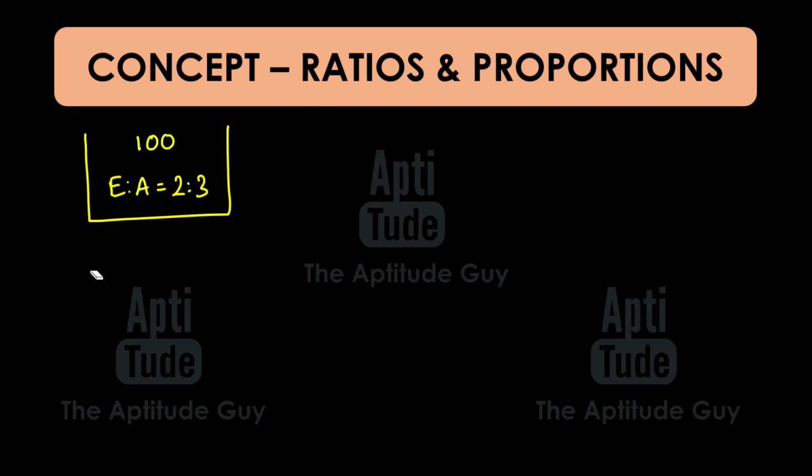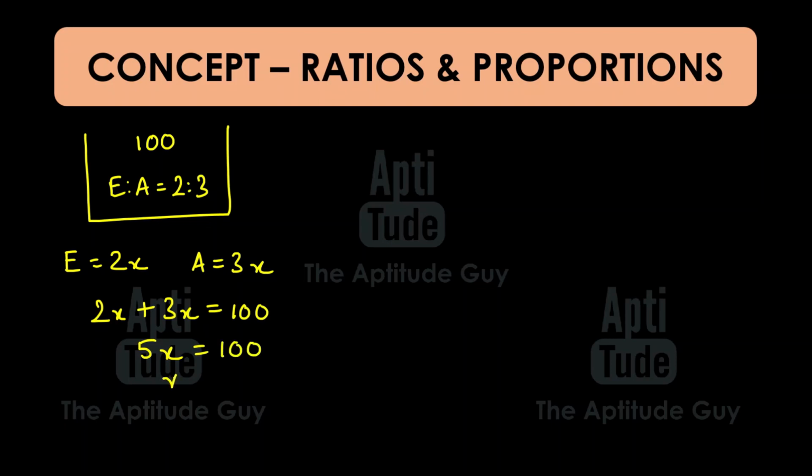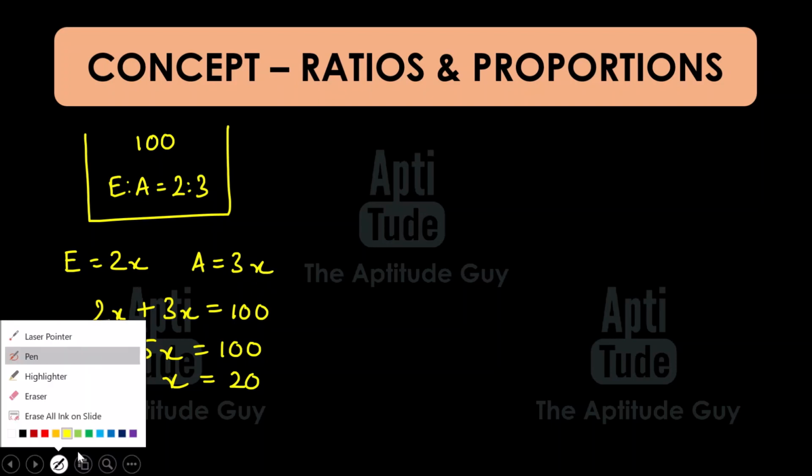Now, there are two ways to solve it. One is the x method that goes like this. We can assume that the number of eclairs is 2x and the number of Alpenliebe is 3x. So, 2x plus 3x equals the total number of chocolates, that is 100. 2x plus 3x is 5x equals 100. So x equals 20. So eclairs is 2x, that is 2 into 20, 40, and Alpenliebe is 3 into 20, that is 60. 40, 60. This is one way to do it.